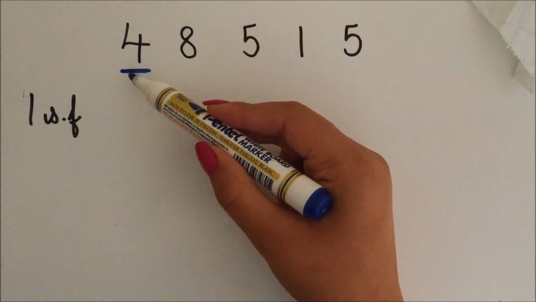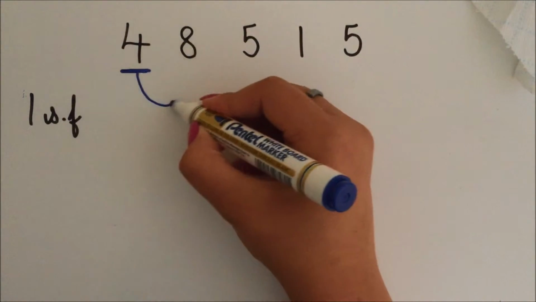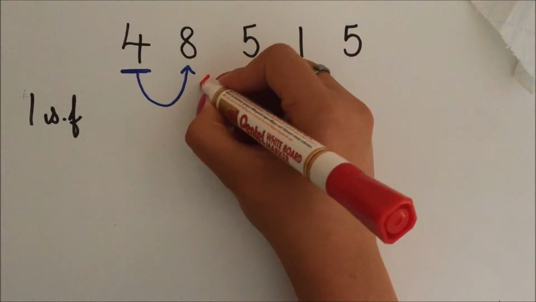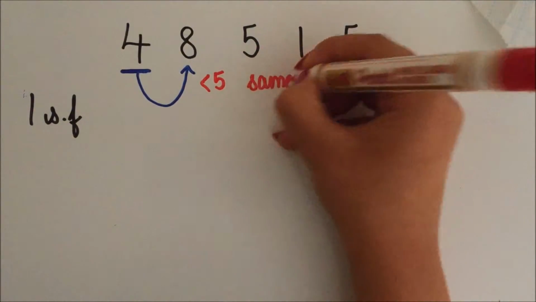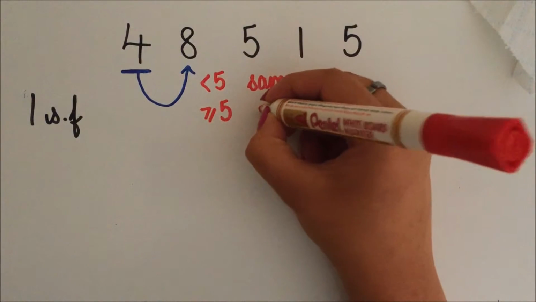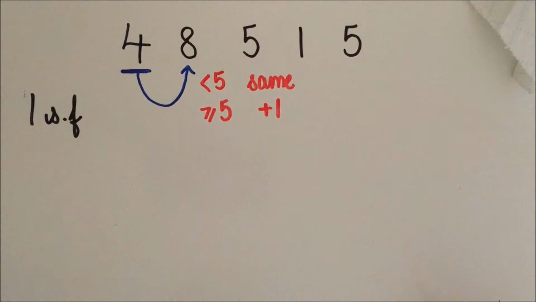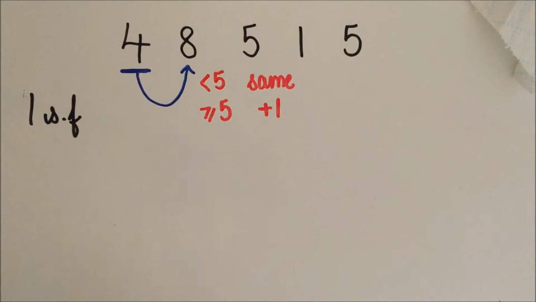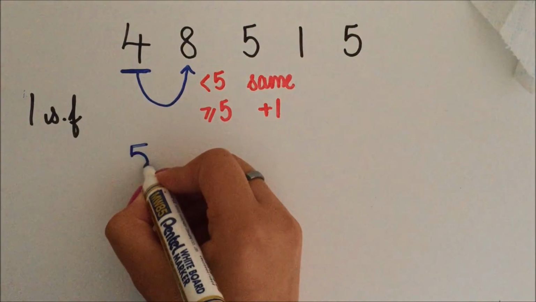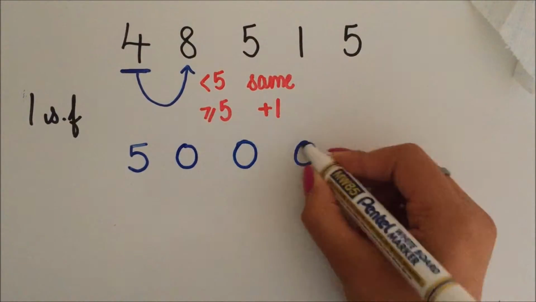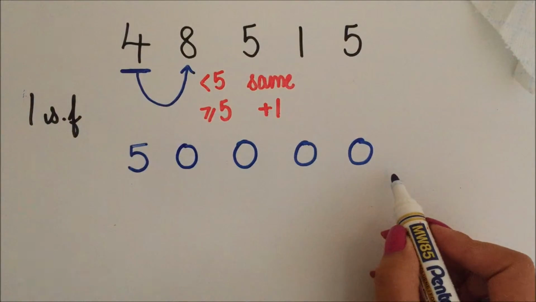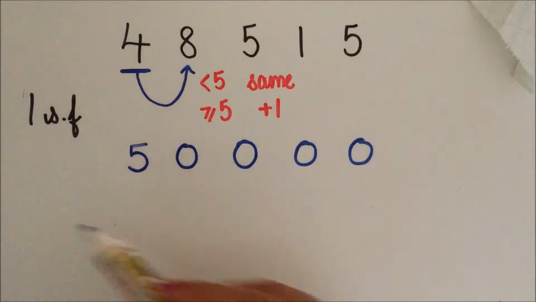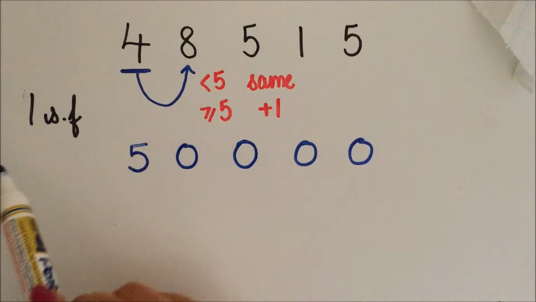Rule number 2 says look to 1 to the right side of the pivot. And in this case, it's 8. The next step said if this number here is smaller than 5, the pivot stays the same. However, if it's bigger or equal to 5, you add 1 to the pivot. Okay? And in this case, because it's an 8 and it's clearly bigger than 5, so you add 1 to the pivot. So your answer will be 5, 0, 0, 0, 0. This is the last step here. So anything else to the right side of the pivot automatically becomes a 0. So this is how you will round it up to one significant figure.